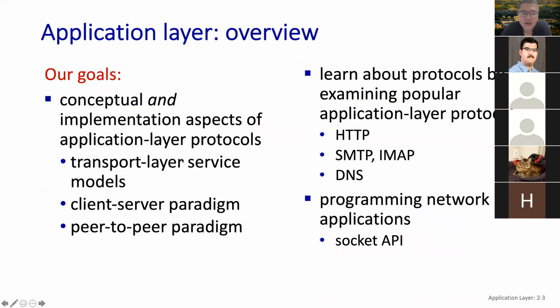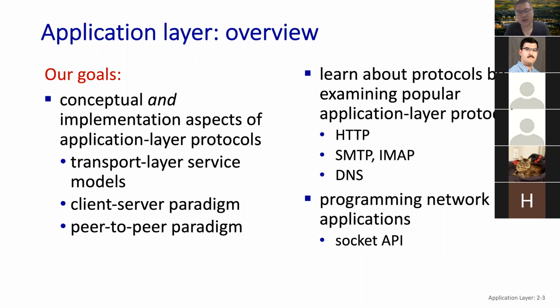So the goal of this chapter is that we need to learn the conceptual and the implementation aspects of the different application layer protocols, right? For example, we need to learn the transport layer service models. We need to know the client-server paradigm and the peer-to-peer paradigm, okay? So there are different models between different network nodes, so we need to understand here.